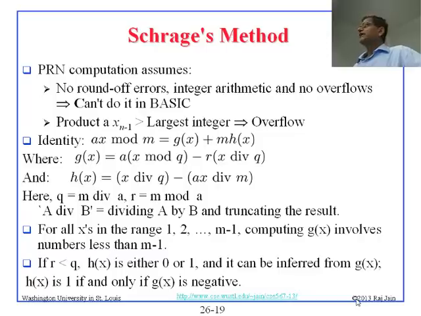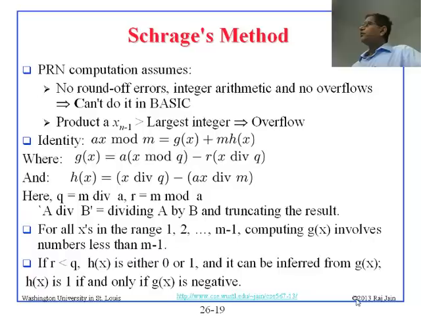Now, let me explain what these notations mean. Mod is remainder, and div is quotient. Everybody understands what is div? When you divide x by q, whatever you get as the division result is the quotient, and that is x div q. What you get at the bottom is the remainder, and that is called x mod q. Right? So if you have the mod part and the division part, then this thing applies. Similarly for h, x div q minus ax div m applies.